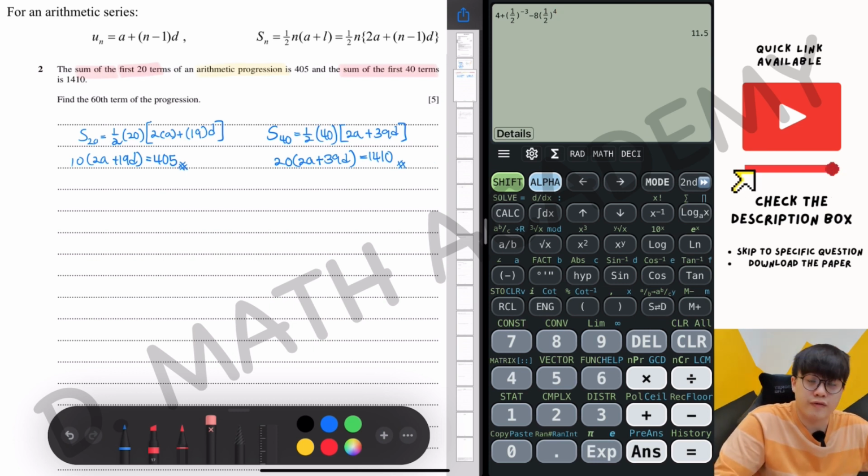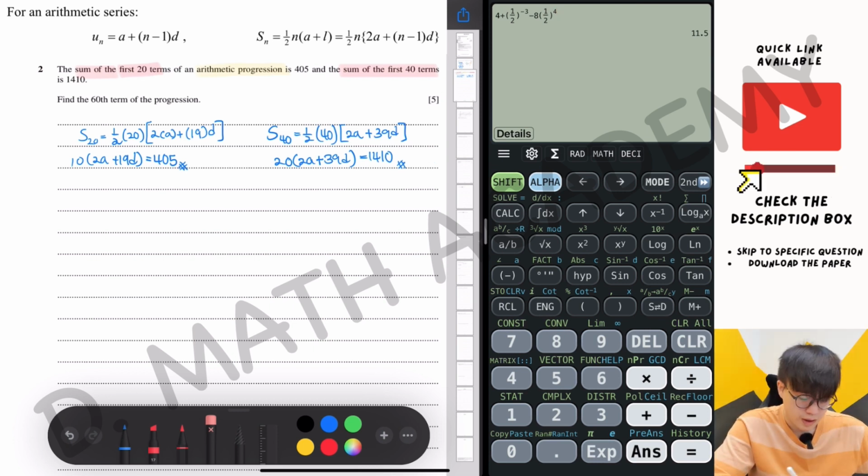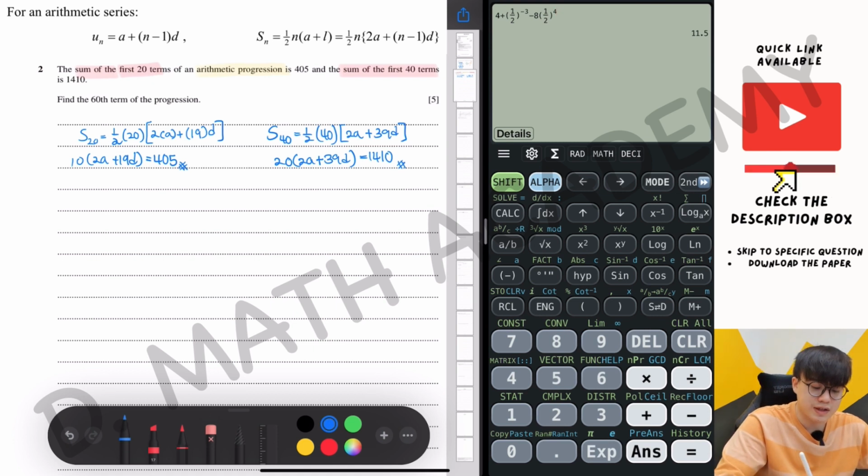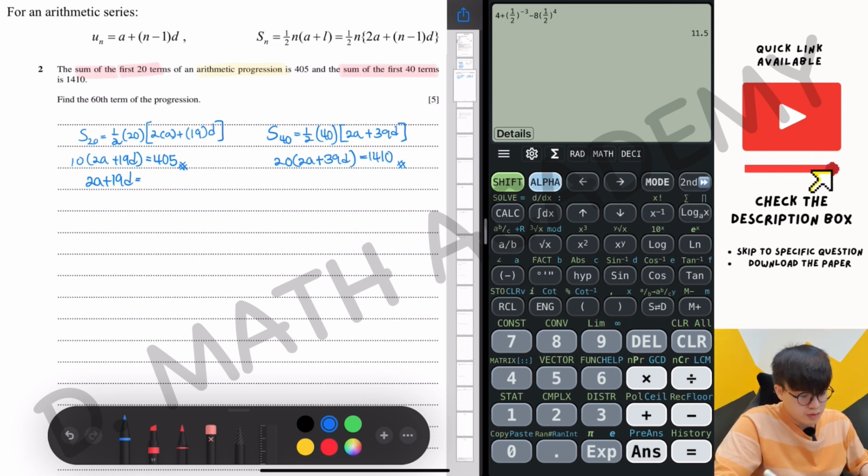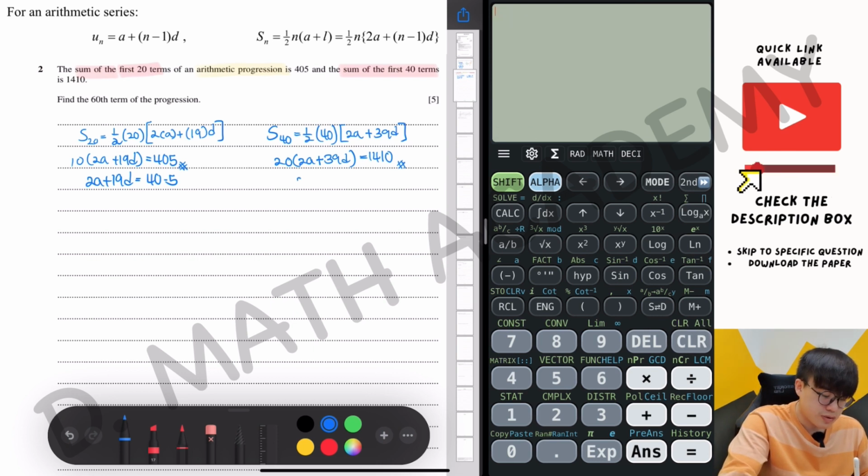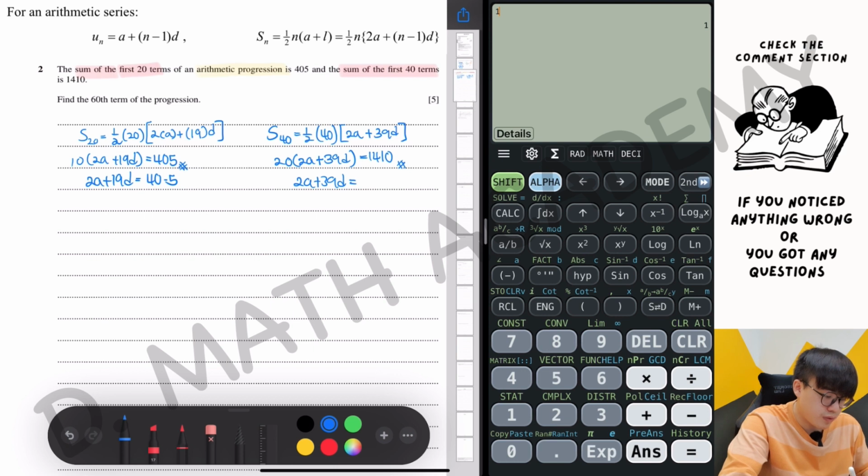So if I were you, I wouldn't stop here. I will further simplify this entire thing and get to 2a plus 19d equals 40.5 because I shifted the 10 to the back. Same goes to this, you have 2a plus 39d equals 1410 divided by 20. So you get 70.5 here.